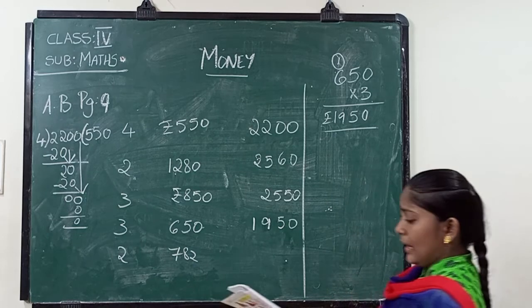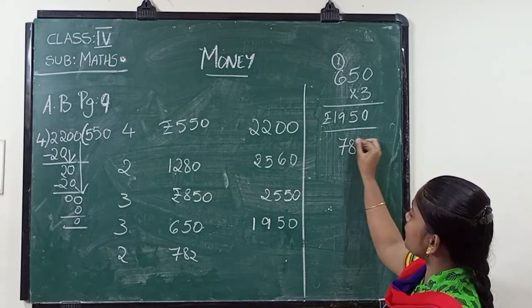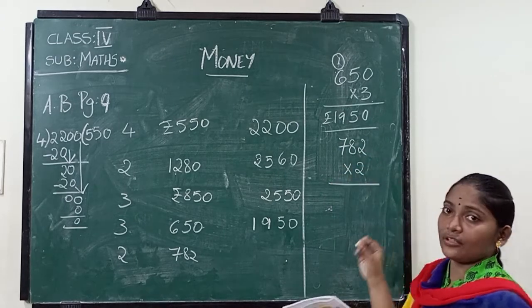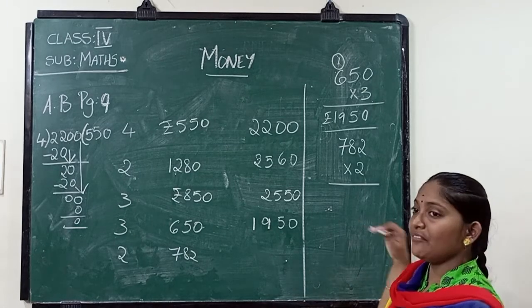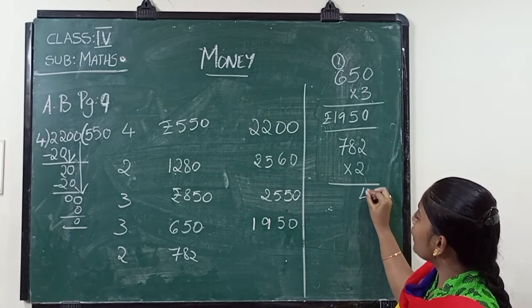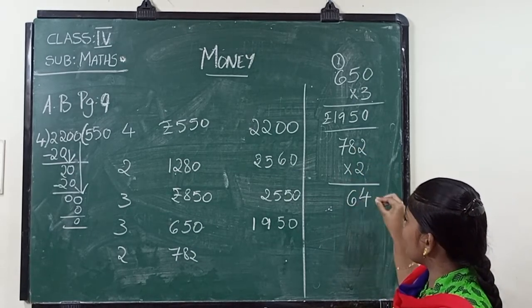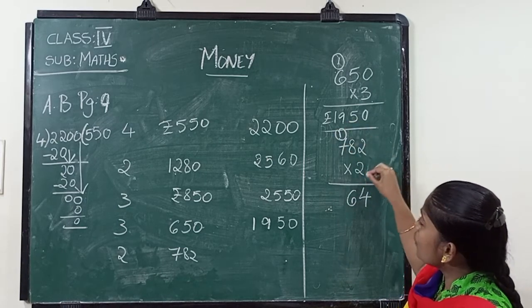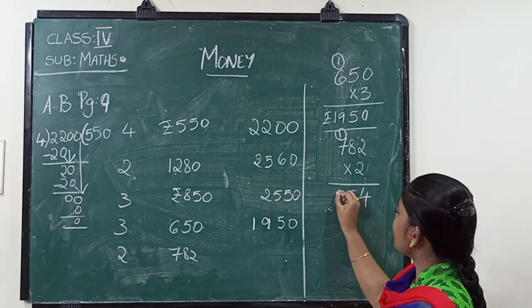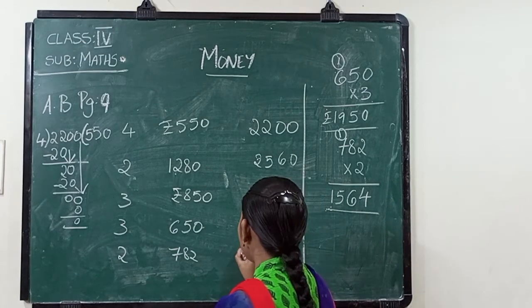And the last one is 2 bed sheets. Each bed sheet cost is 782. So we have to find out the cost of 2 bed sheets. Again we have to do multiplication here. 2 2s are 4. 2 8s are 16, 6 in the tens place and 1 carry to the hundreds place. 2 7s are 14 plus 1, 14 plus 1 is 15. So cost of bed sheets is 1564 rupees.